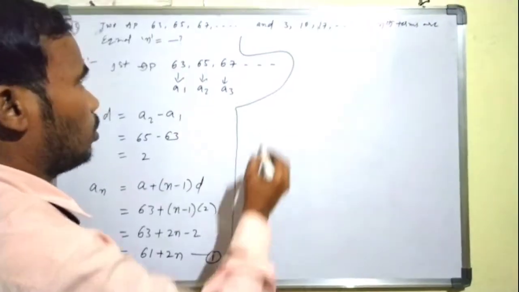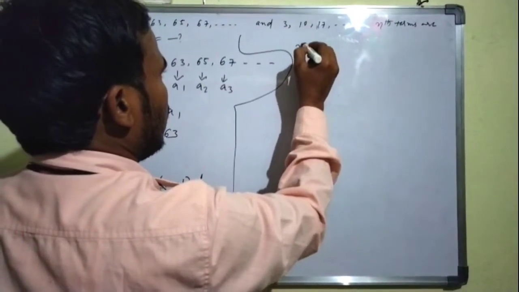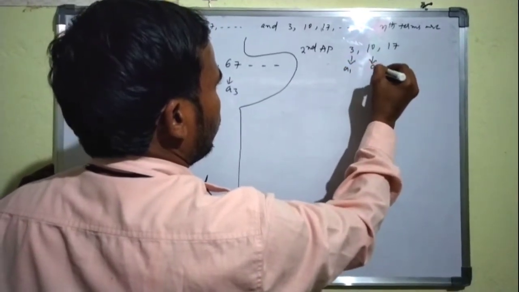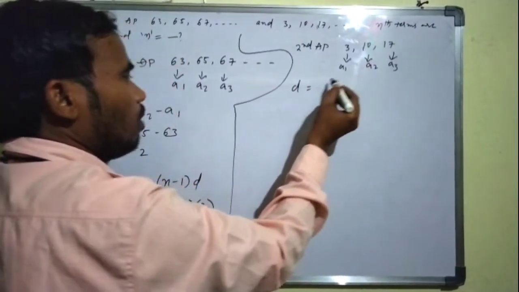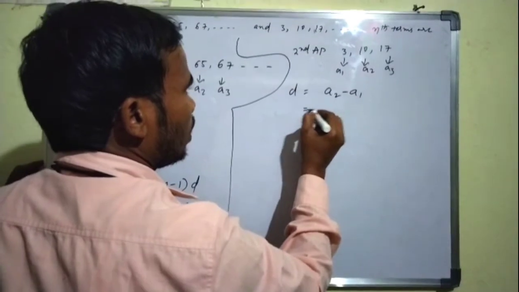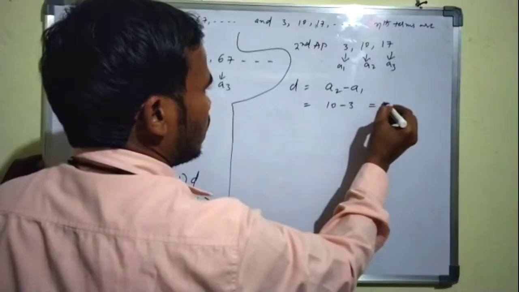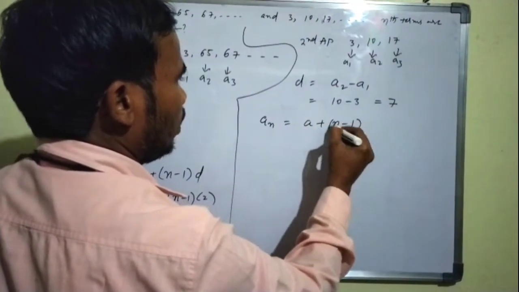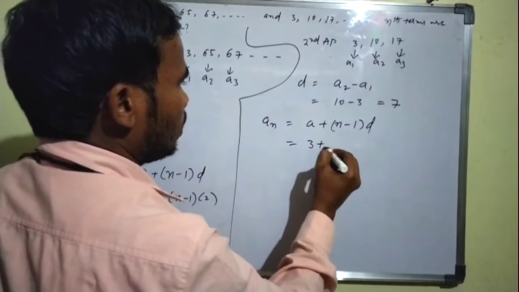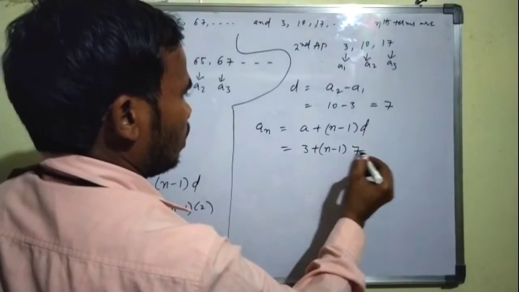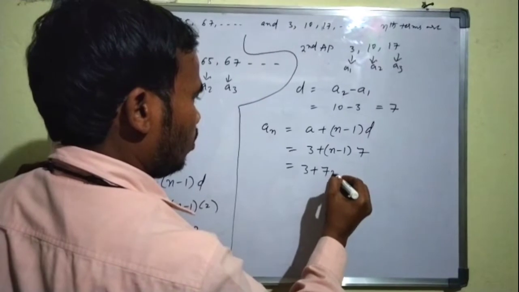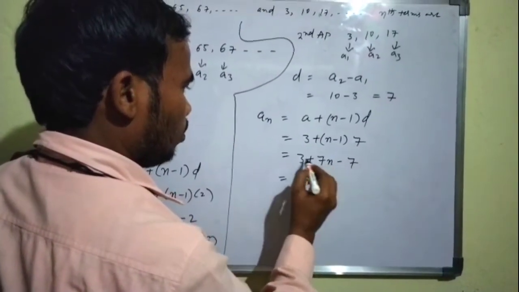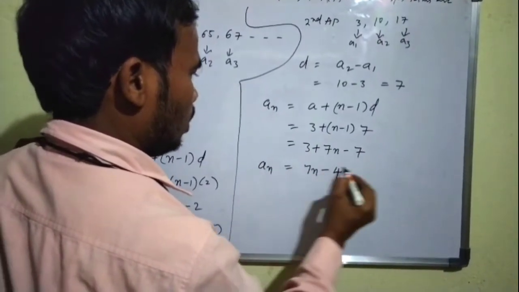And the second arithmetic progression is 3, 10, 17, that is a1, a2, a3. So for this arithmetic progression you can find the d value. D is equal to a2 minus a1, 10 minus 3 is equal to 7. So the d value is 7. So the nth term an is equal to a plus n minus 1 into d. The a value is 3 plus n minus 1 of d, which is 7. So 3 plus 7n minus 7. So 3 minus 7 is minus 4, giving 7n minus 4. So this is the an. So this is equation 2.